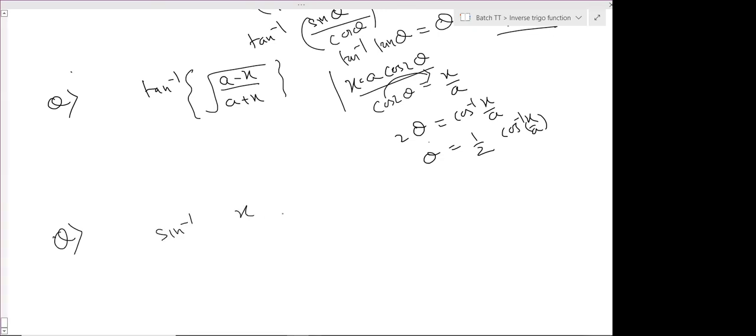Sine inverse of x upon under root a square plus x square. All right? Yes.